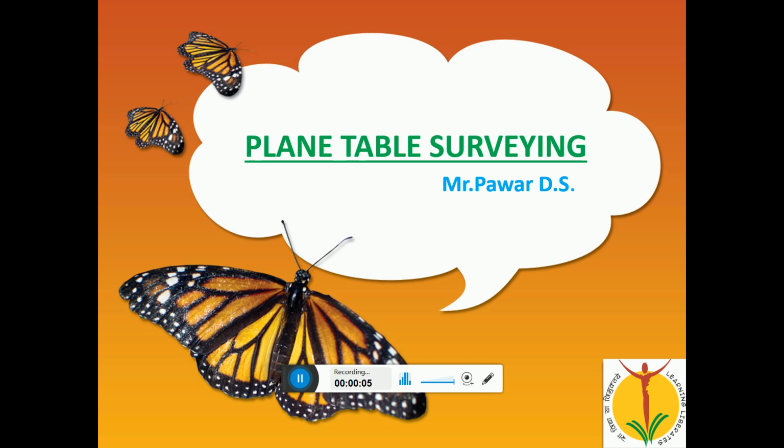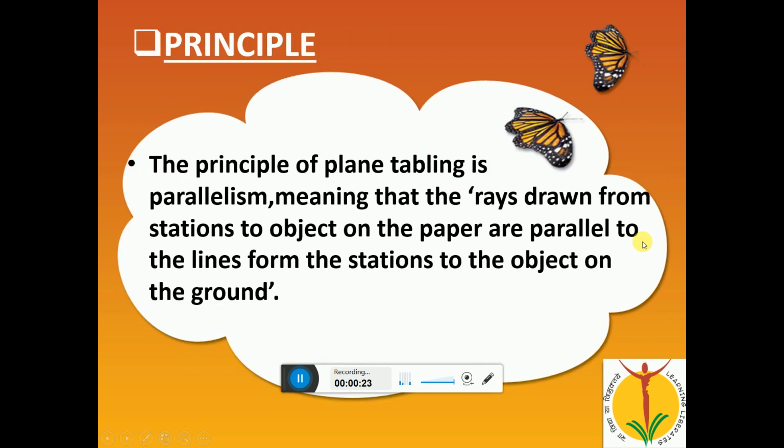Today we are going to see the most important subject from surveying, that is plane table surveying. First of all, we have to know what is plane table surveying. Plane table surveying is a graphical method of surveying in which we draw the various plans by using a plane table. The basic principle of plane table surveying is parallelism.